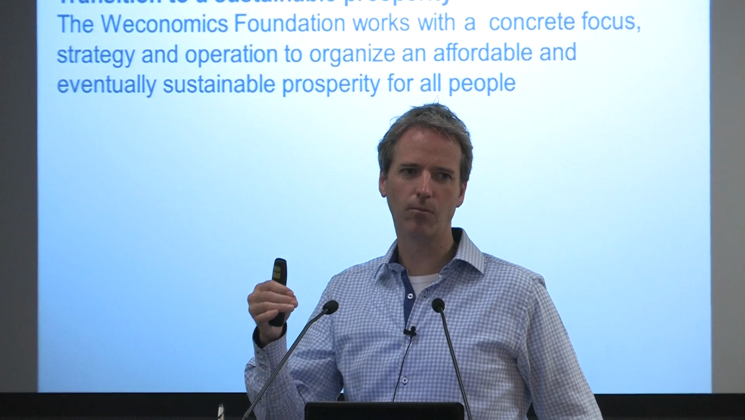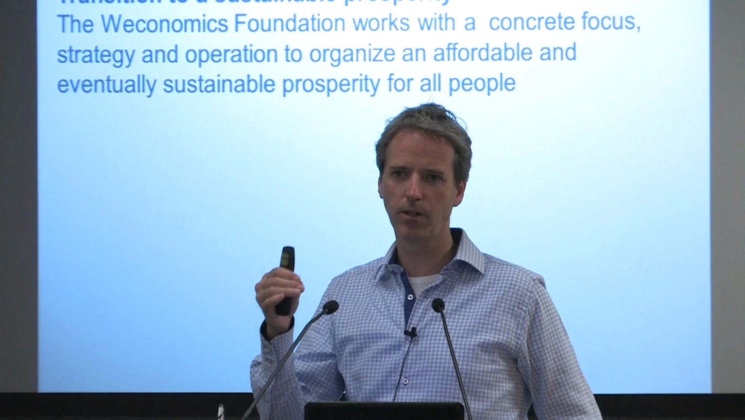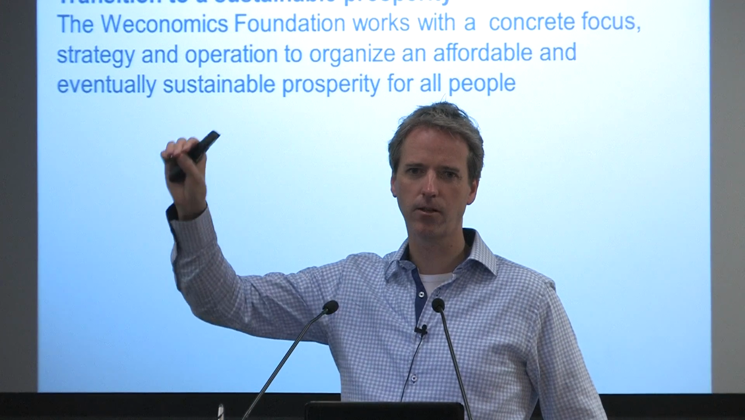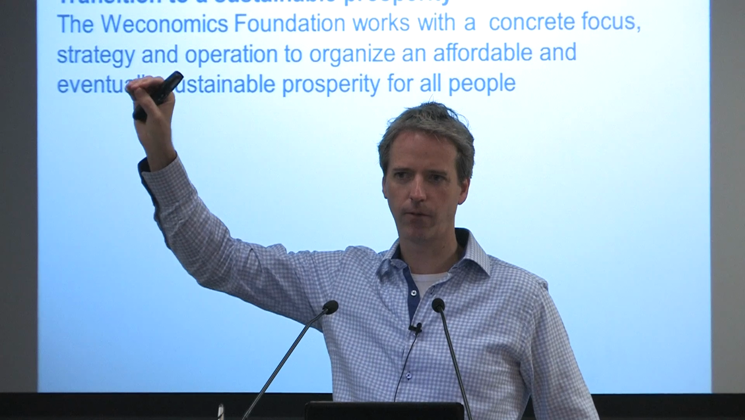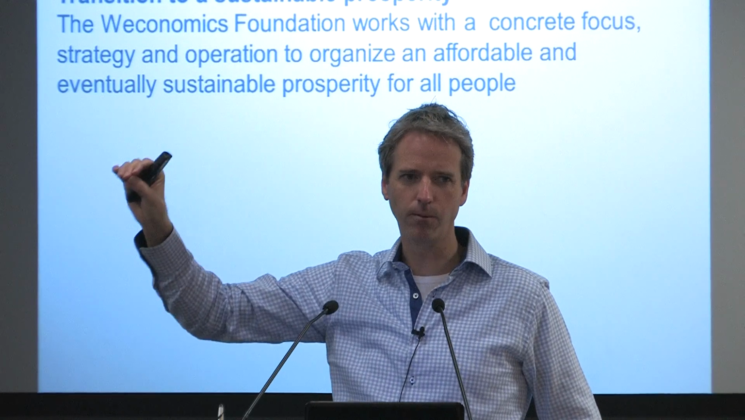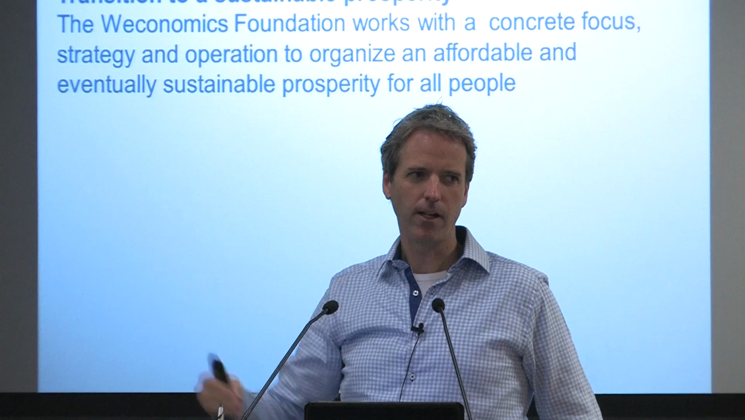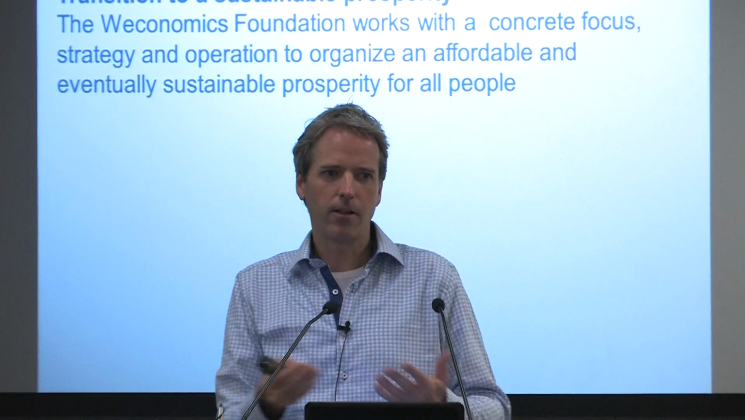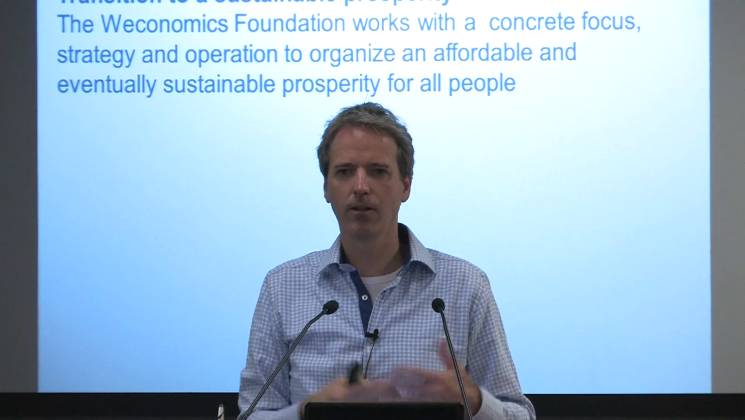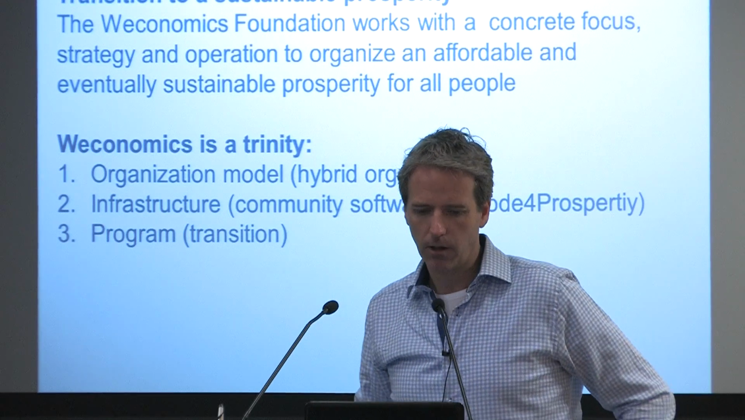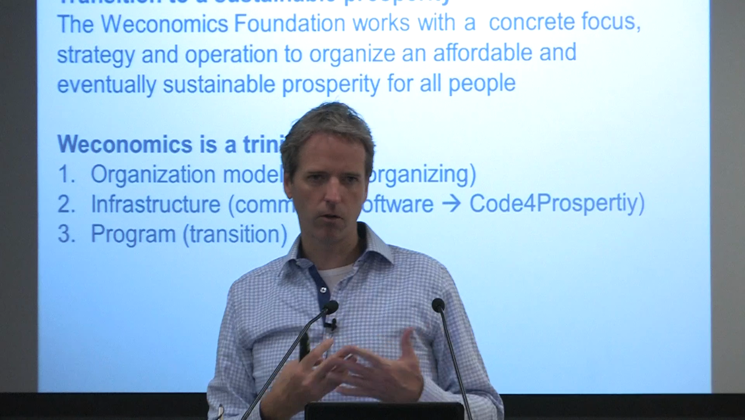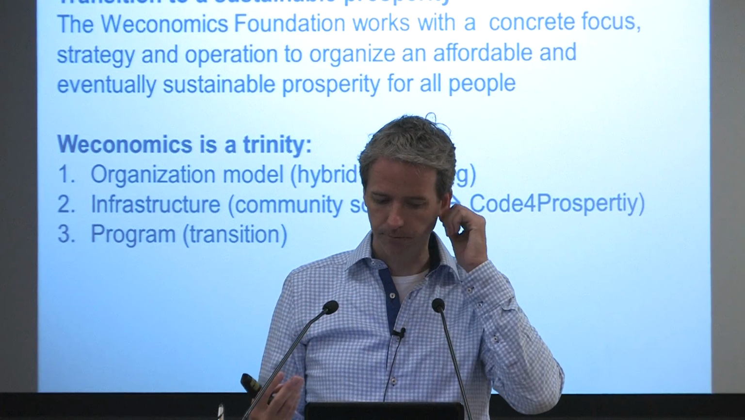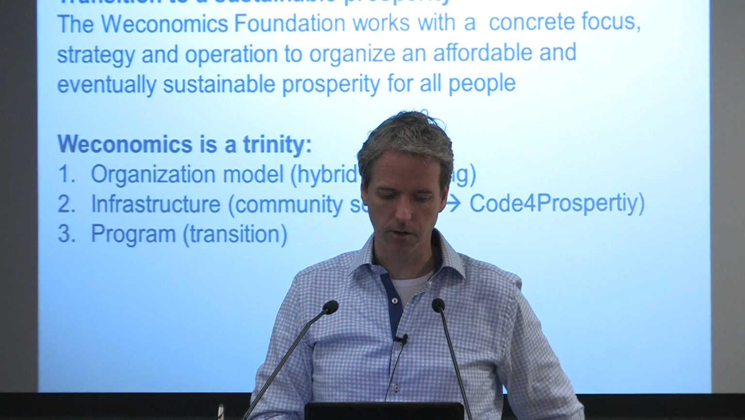So we don't need more data, more information. We need wise thinking. We know the pyramid: data, information, knowledge, wisdom. There are 4 different things. We need wise people who say, well, is this it? Do we want to work and don't gain happiness or prosperity? So Weconomics is a trinity. It's an organization model. I talked about it today. Organization model with hybrid organizing. It's an infrastructure and it is a transition program.